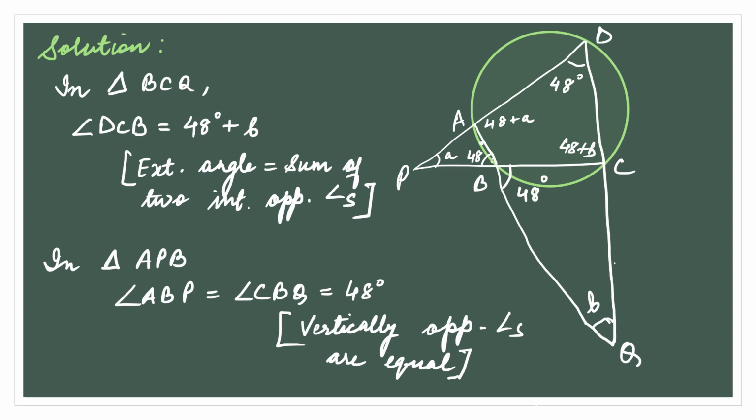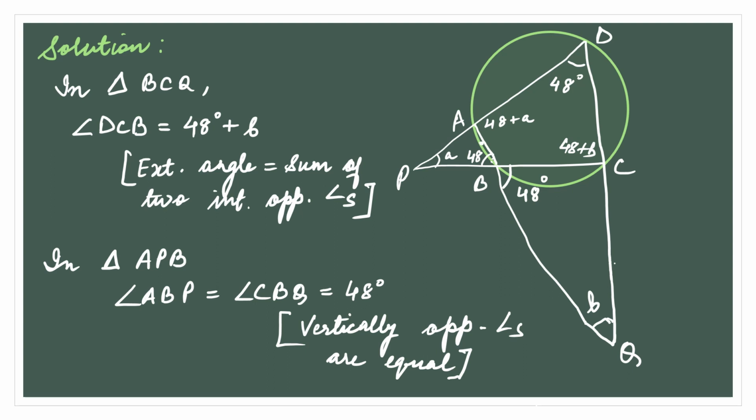And we have to find out the numerical value of B. Now, if this angle is A and this angle is 48 degrees, again we use the same logic that the exterior angle of a triangle is equal to the sum of interior opposite angles, that is 48 plus A. Therefore, this angle DAB will be equal to 48 plus A.